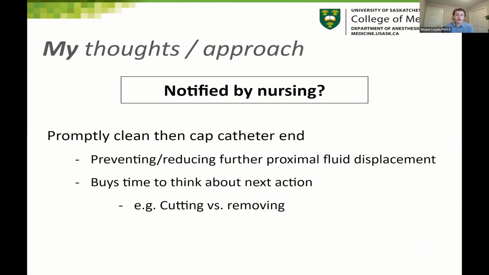In terms of what I would do if I'm notified by nursing, I'd probably clean the catheter end. My thoughts being that this prevents or at least reduces further proximal fluid displacement. So if there is contamination already at the end of the catheter, it's not now transmitting all the way proximal towards the patient. And this buys us time to think about what our next action would be, whether it's sterilizing the epidural, cutting it, if we want to remove it, and we need to wait until an adequate time has passed since recent VTE prophylaxis administration.